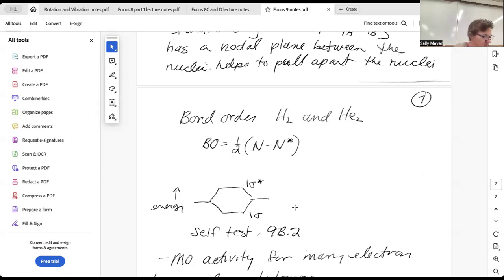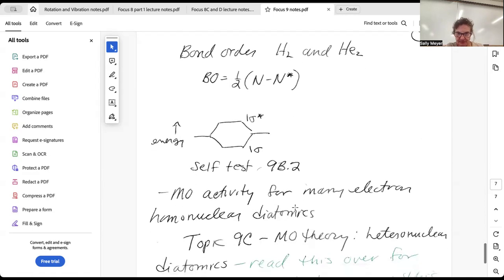So stop and do self-test 9.2 or B.2. And it's looking at the lithium hydrogen molecule and whether or not it would exist in the same kind of way by looking at its bond order.